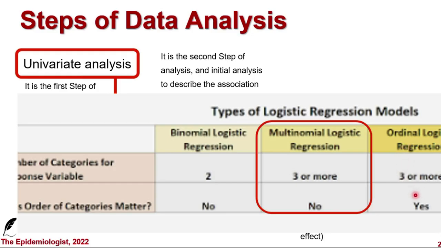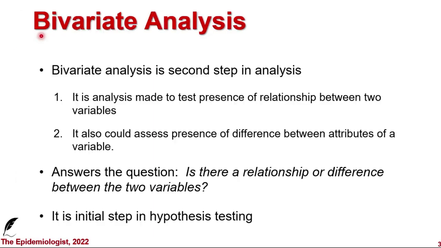The third and final step of the analysis is the multivariable analysis. Although we will discuss this in the future, the multivariable analysis is done to gain insight into causal relationships, i.e., cause and effect relationships. The bivariate analysis is the second step of the analysis and is the initial step in hypothesis testing. It is the analysis made between 2 variables to assess the presence of an association. It usually answers the question, is there an association between these 2 variables?